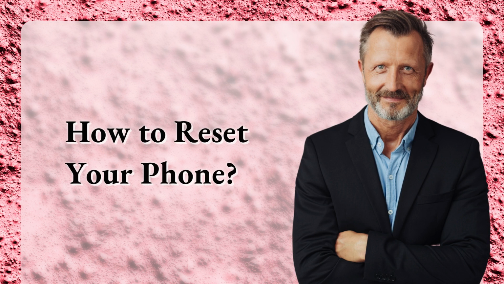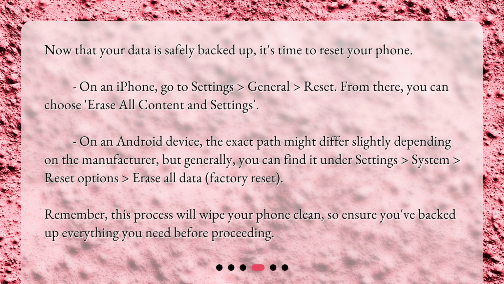How to reset your phone. Now that your data is safely backed up, it's time to reset your phone. On an iPhone, go to Settings, General, Reset. From there, you can choose Erase All Content and Settings. On an Android device, the exact path might differ slightly depending on the manufacturer, but generally, you can find it under Settings, System, Reset Options, Erase All Data, Factory Reset. Remember, this process will wipe your phone clean, so ensure you've backed up everything you need before proceeding.